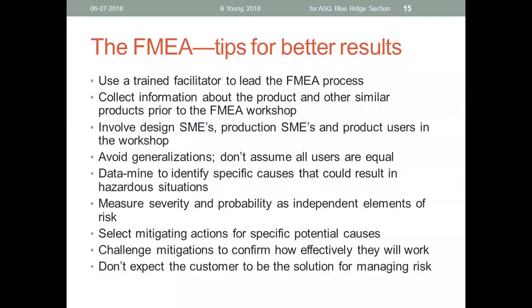You want to measure severity and probability as independent elements. Don't think that the severity of an outcome can be mitigated by lowering the probability. They are independent elements of risk. You want to select mitigating actions for your specific causes. Those will be most effective in making a reduction in risk that is going to be effective and efficient.